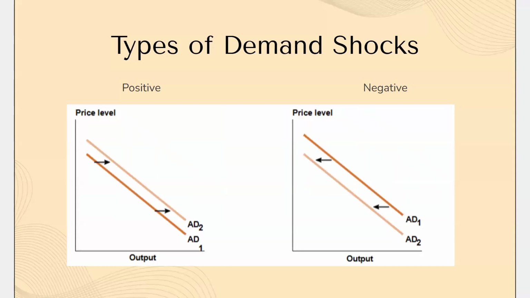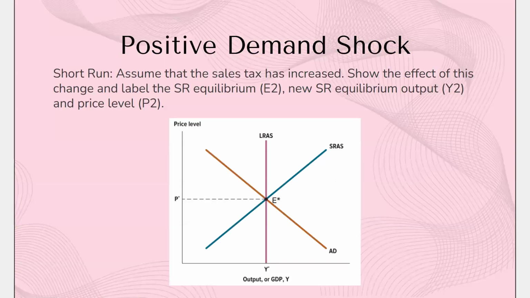There are two types of demand shocks. One, a positive demand shock, which will result in the curve shifting to the right, and two, a negative shock, which will result in the curve shifting to the left. Now let's go through some sample problems together. We will first focus on positive demand shocks.